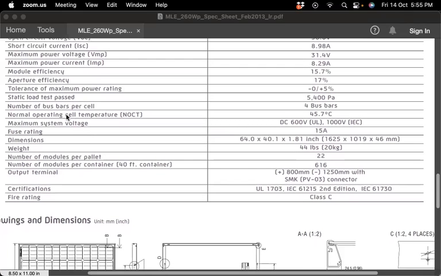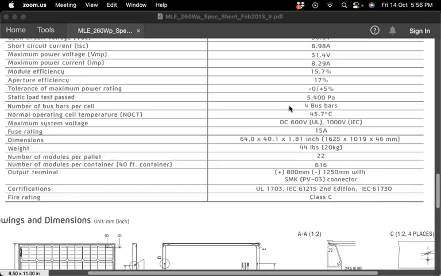Okay, we find number one, the normal operating cell temperature. This is a very, very important point, this 45.7, what's called the NOCT, or the normal operating cell temperature. Usually, my dear students, when we consider a temperature in a solar cell, we consider the temperature of the solar cell, not the temperature of the environment of the solar cell. And this is very misleading.